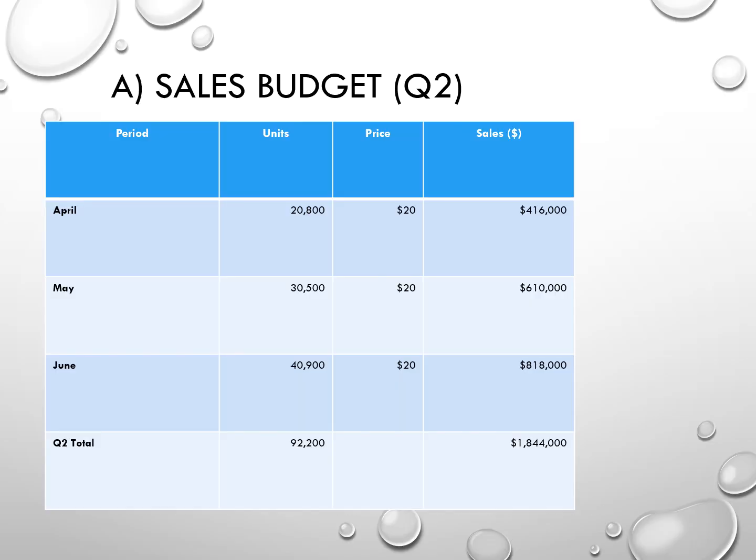The sales budget is always the starting point of the master budget. For Q2, sales are: April is 20,800 units, May is 30,500 units, and June is 40,900 units, at $20 per unit. Total Q2 sales revenue is $1,844,000. Everything else in the master budget is driven by these numbers.